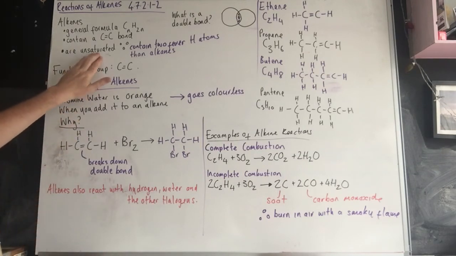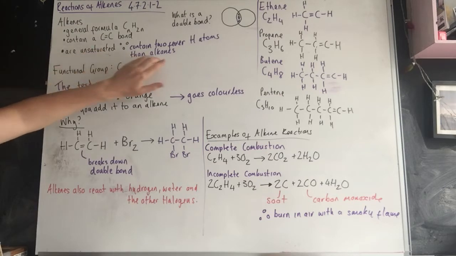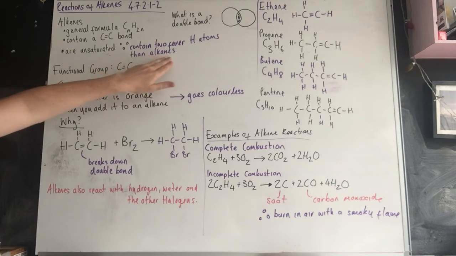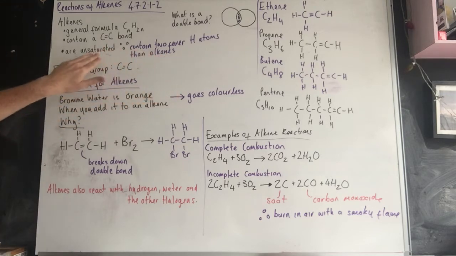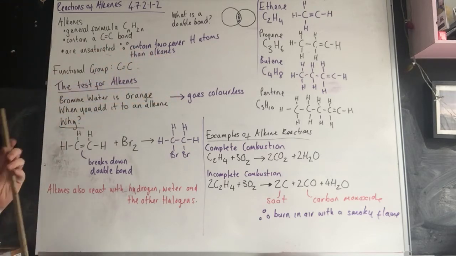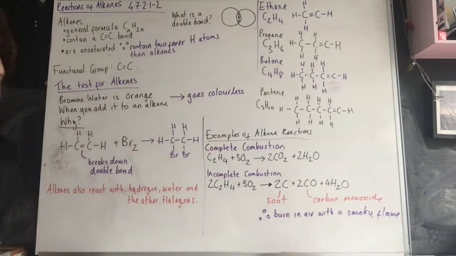Your key term here is that alkenes are unsaturated, and that means that there's not a hydrogen branch coming off every single carbon. They contain 2 fewer hydrogen atoms than alkanes. So alkanes are saturated and alkenes are unsaturated. Let's have a look at what the alkenes look like.